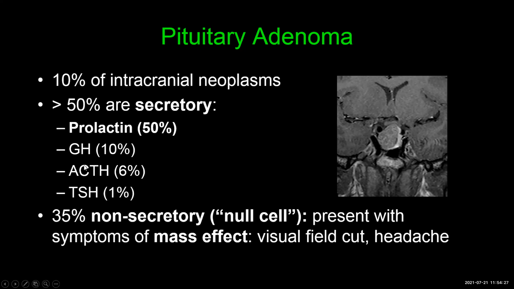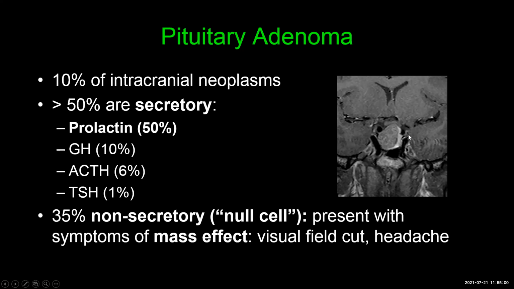The other hormones that are produced by the pituitary gland, like growth hormone, ACTH, which is involved in adrenal function, and TSH, which is thyroid stimulating hormone, are considerably less common, but they can occur as well. Now, a substantial percentage of pituitary adenomas don't secrete any hormones at all, and they therefore often will be asymptomatic until such time as they grow big enough to cause symptoms because of mass effect.